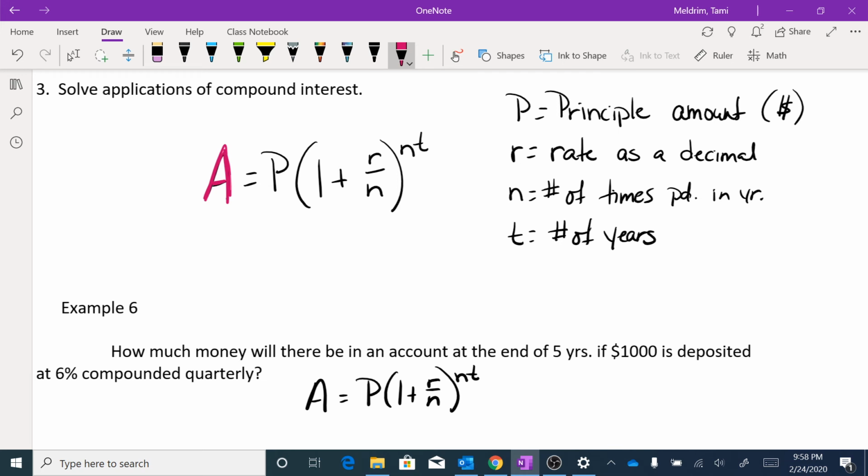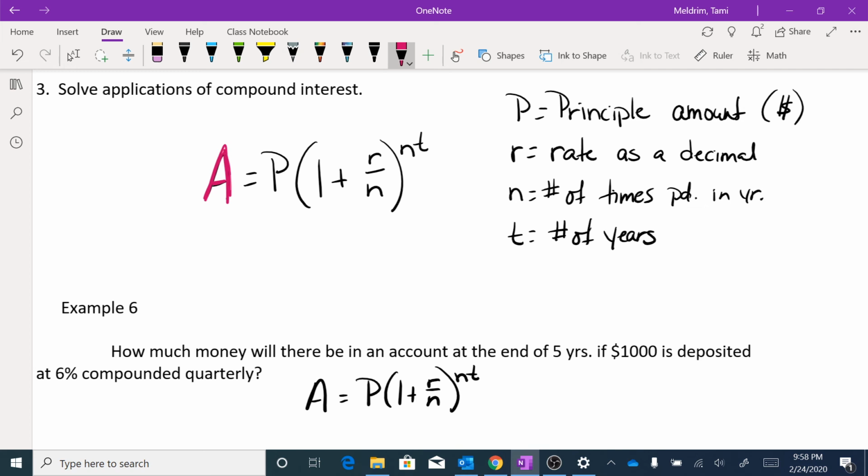If you are paid quarterly, you are paid 4 times a year. And if you are paid monthly, you are paid 12 times a year. So these numbers here are numbers that can go in for N. It depends upon what the problem says and how many times you are paid in 1 year. And then of course T is just the number of years that we're talking about.